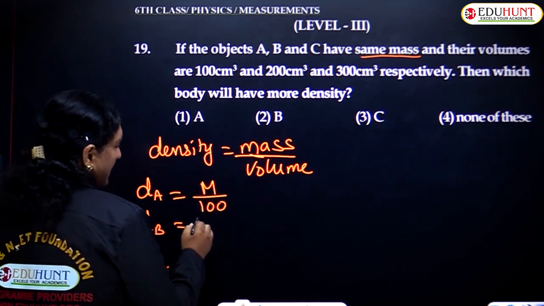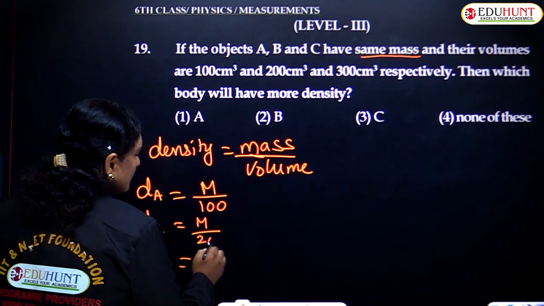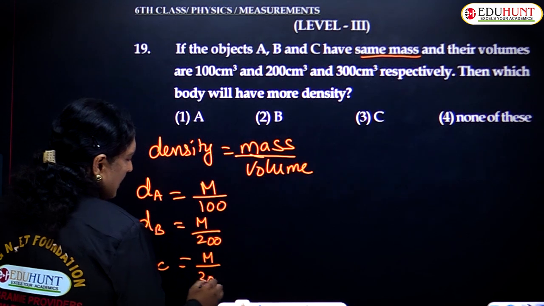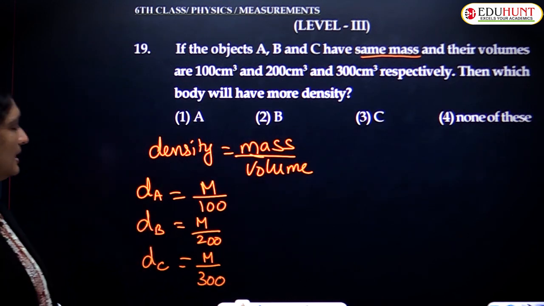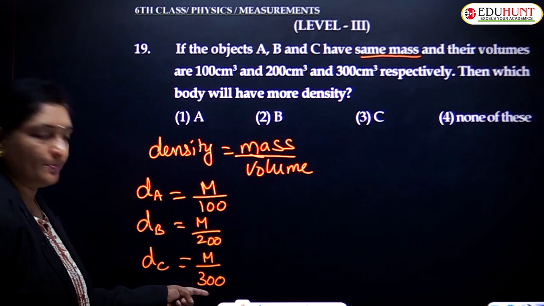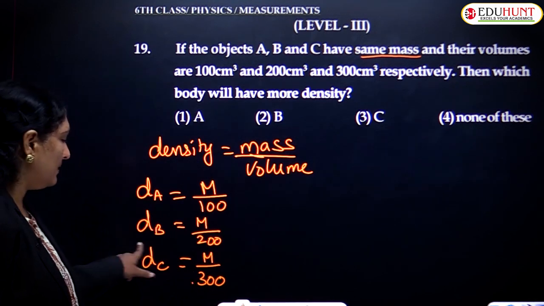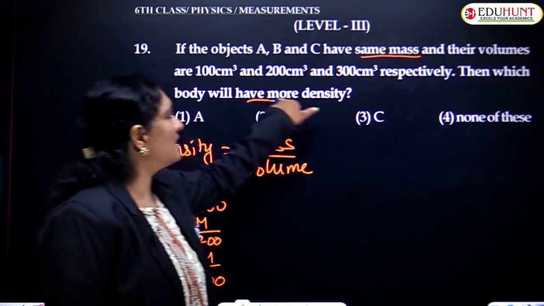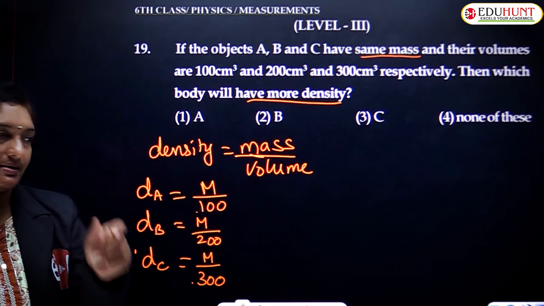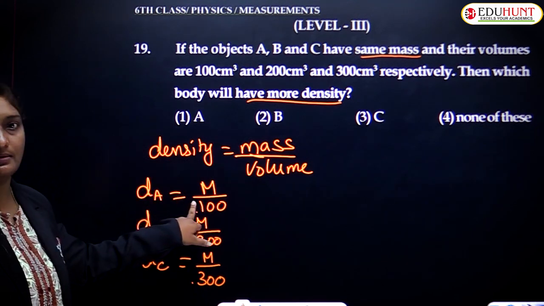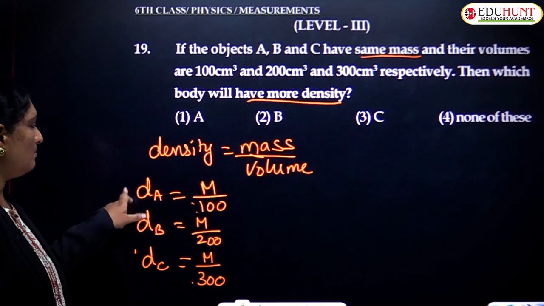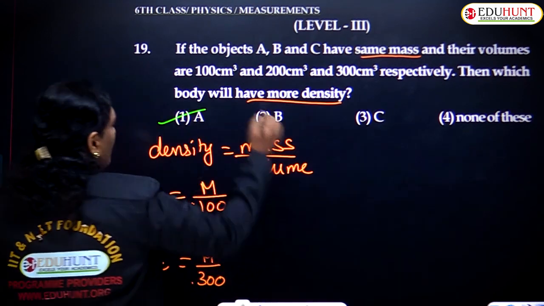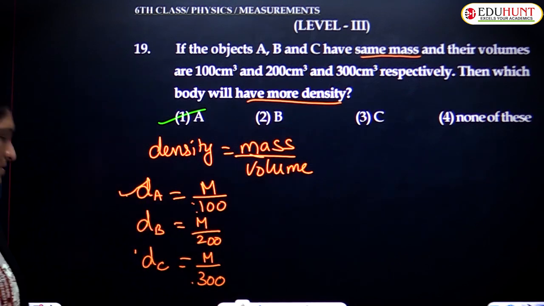Here, the same mass m by 200 centimeter cube. And in the third case, the same mass m by 300 centimeter cube. So clearly which one has more volume? The third one. So higher the volume, lesser the density. Lesser the volume, higher the density. Here they are asking for more density, which means volume should be less. So which one has less volume? This one. Less volume, more density. So density of A is greater compared to all other objects. So the answer is the first option.